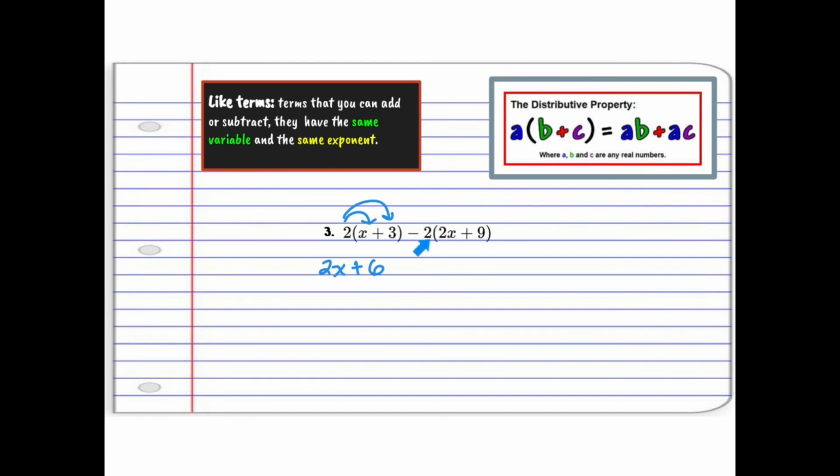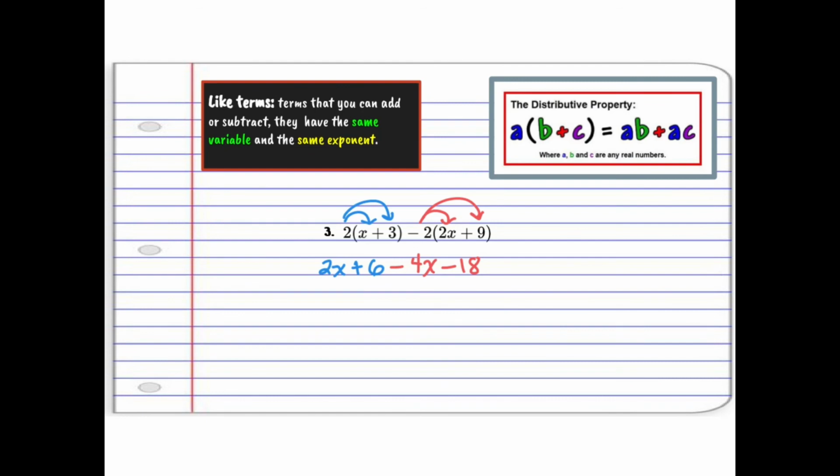Very good. Now let's look at the second set of parentheses. And again, we have a number in front of it. So, again, we're going to multiply this number, that's negative 2. It's going to multiply first the negative 2x, so negative and positive, negative. 2 times 2 equals 4, and then we have x. And then it's also going to multiply the positive 9. Positive and a negative, negative. 2 times 9, 18.